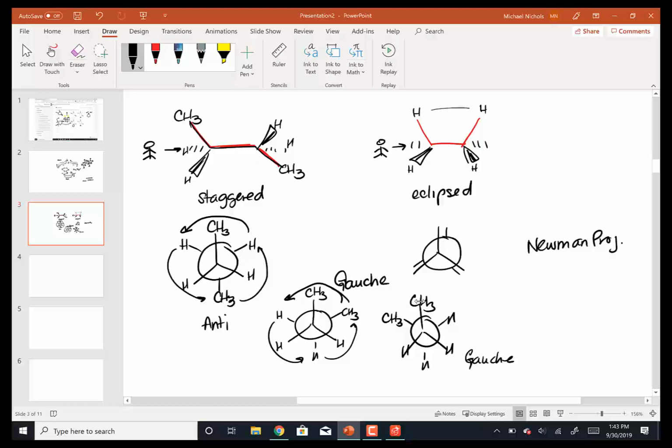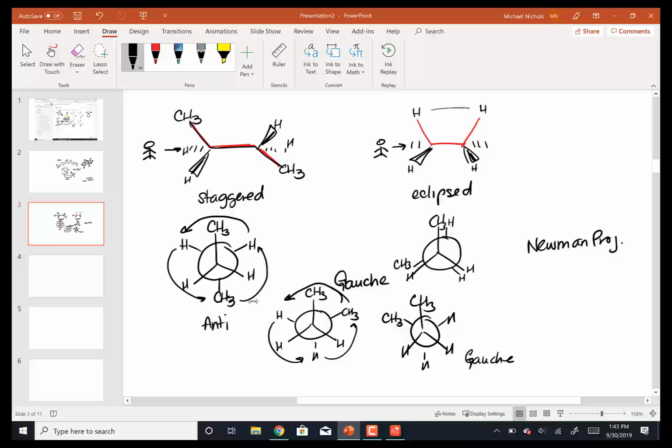And then for the eclipsed conformation, we would do the same thing. We could put a methyl group here, and then the 2 hydrogens there, and then we could put another one of the methyl groups here. And so there's always 3 gauche, always 3 staggered.